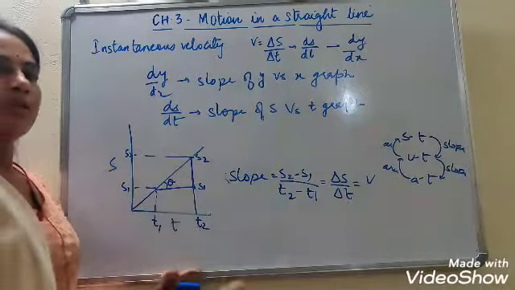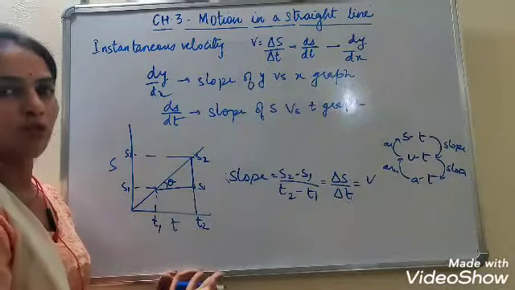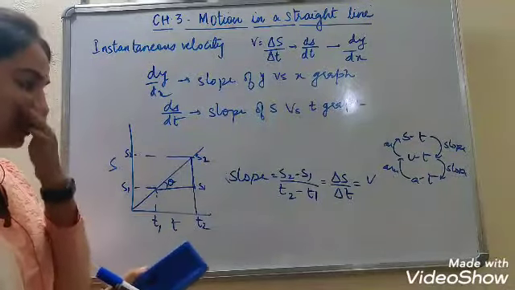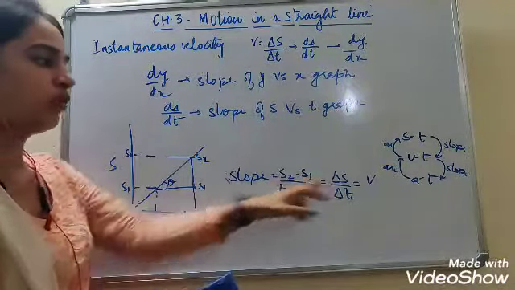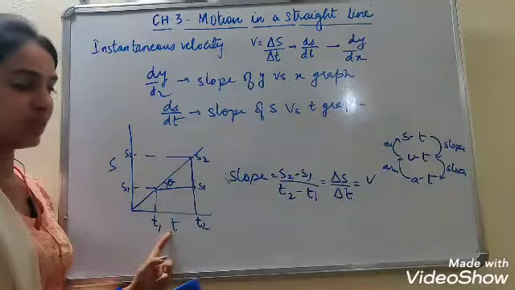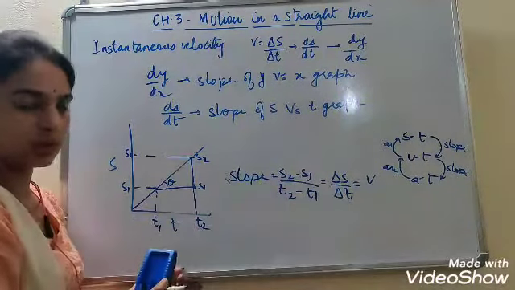But now we study conceptually. Then you just had to remember the formula, so I gave you a short trick. Here we will study conceptually. So delta S by delta T, or the slope of the S versus T graph, gives you velocity.